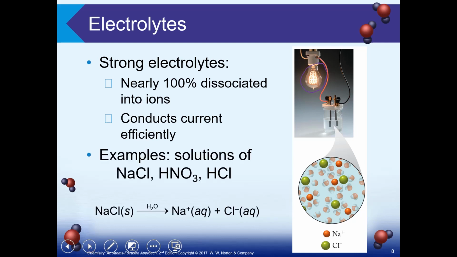So some examples of things that are strong electrolytes: sodium chloride, or really any of our ionic substances that are soluble; nitric acid or hydrochloric acid, so really any of our strong acids. So our strong electrolytes are going to be our soluble ionic compounds and our strong acids.